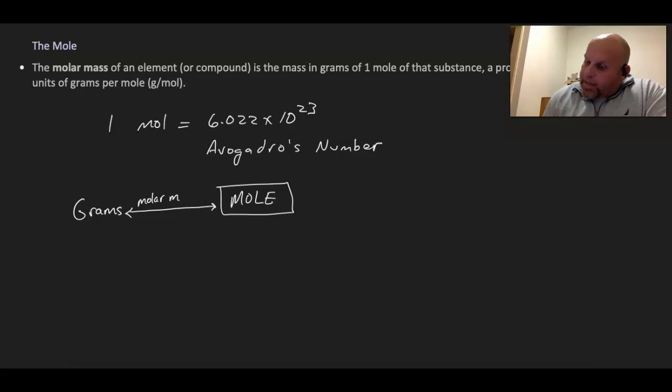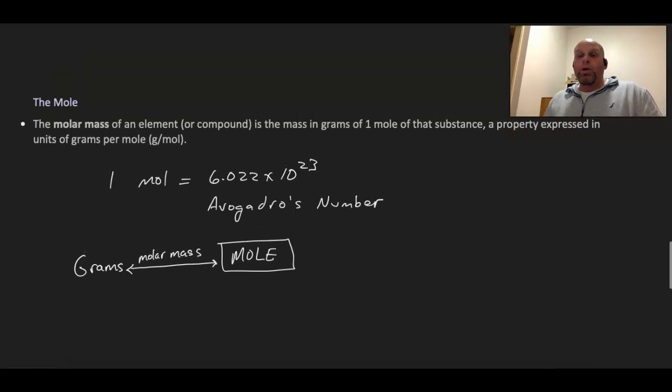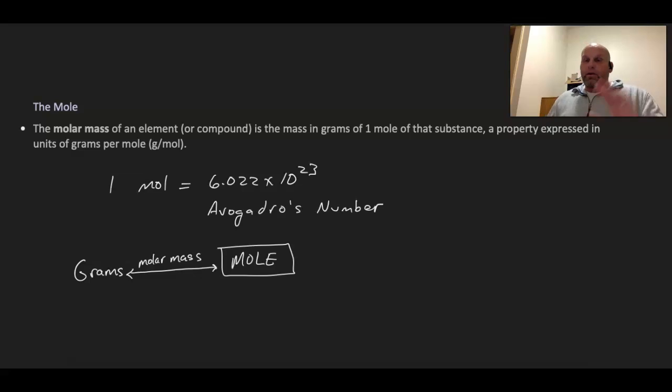So in order to travel on that road, you need the molar mass. You can see here I've provided a definition for the molar mass. It is the mass in grams of 1 mole of that substance, properly expressed in units grams per mole. Now at this point in time, we're going to give you the molar mass. Later in the course, we'll talk about how to calculate that value. But at this point in time, you'll either be given individual atoms where I can just take the atomic mass from the periodic table, or if it's a compound or molecule, the molar mass will be given.